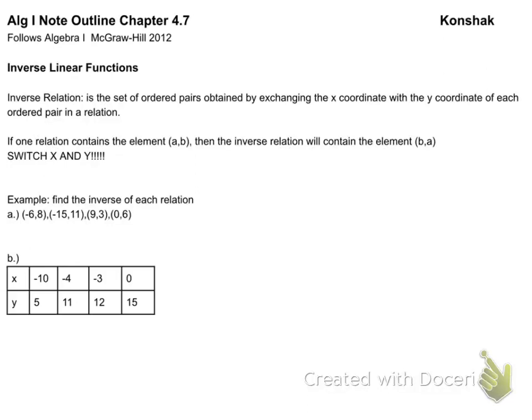Okay, Algebra 1, this is chapter 4.7. We're going to talk about inverse linear functions. Guys, remember linear means straight lines, so usually it will mean that there's a positive correlation or negative correlation going on.